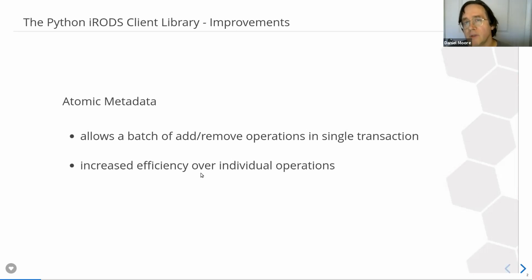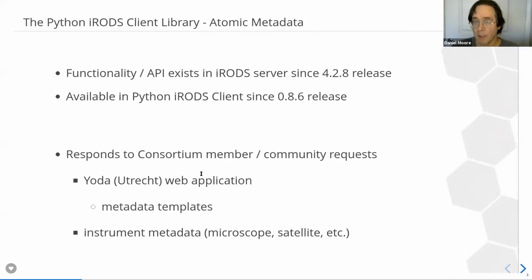This, of course, also gives you increased efficiency. And the numbers I've seen in some very short trials is that you get one order of magnitude at least over the old case of doing each of those AVU operations in its own single trip to the catalog and the database. And as I've stated, this is already available as of 4.2.8 of iRODS and the recent release of the PRC.